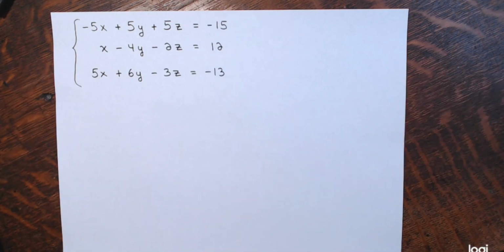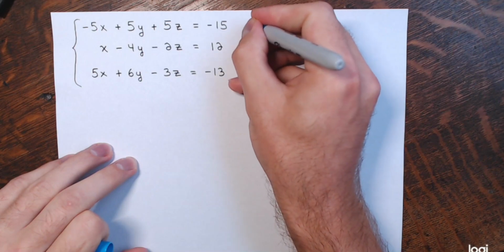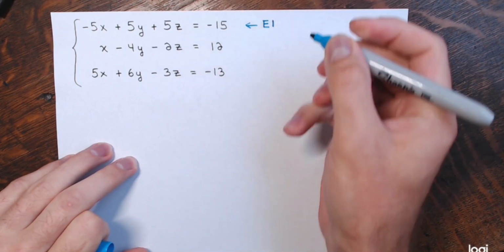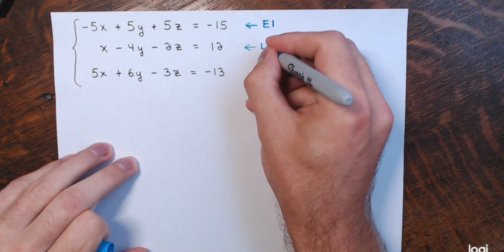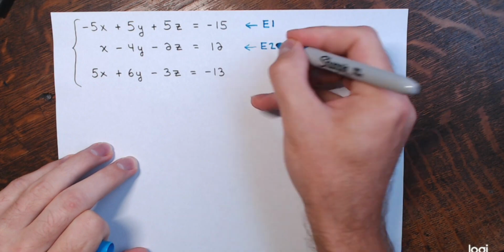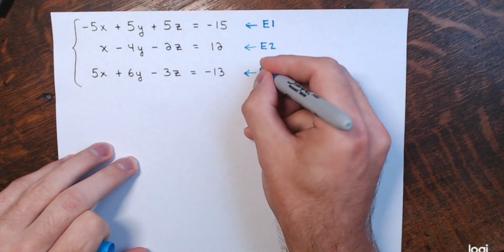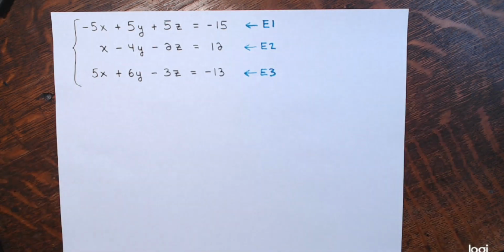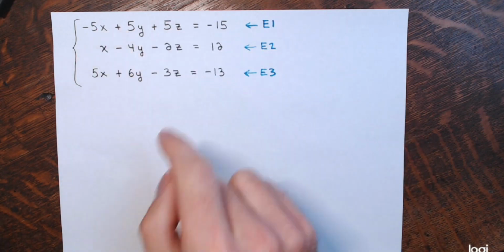Alright, so I'm going to label these equations just because I don't want to keep writing them out all the time. So this will be equation 1, which I'll just call E1. This second equation will be equation 2, which I'll just call E2 for equation 2. And the third equation I will call equation 3, right, or E3. Right, so if I ever refer to E1, E2, E3, I'm referring to these 3 equations.